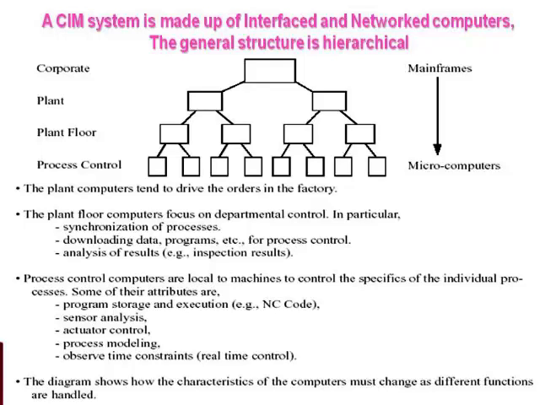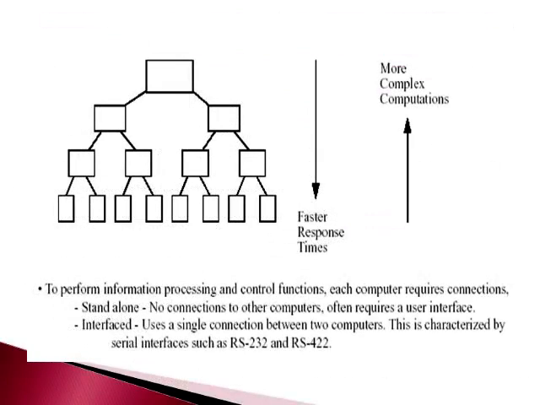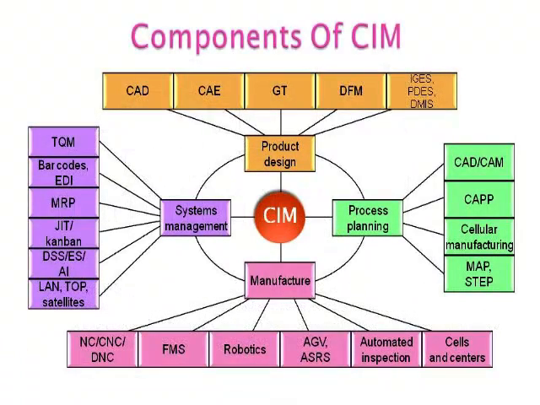Next, please, to achieve SIM. This is also the same thing. Now you see these are the important components of SIM. What is SIM comprised of? The important things are manufacturing, process planning, product design and system management. Product design comprises computer aided design, computer aided engineering, group technology, DFM, and all other drawing standards and product exchange standards, like DXF, IGES. They are all standards for exchange of information.